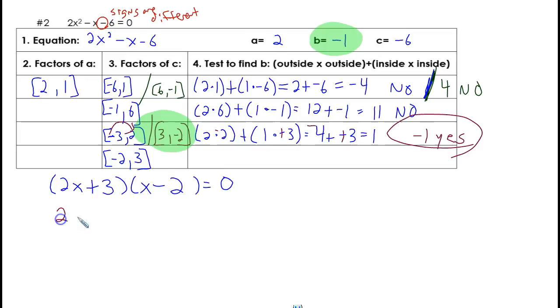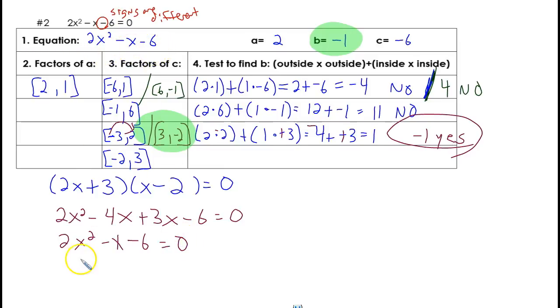And just to be thorough and check our answer, make sure we got it right, we're going to FOIL this out to get 2x squared minus 4x plus 3x minus 6 equals 0. We'll combine those like terms in the middle to get 2x squared minus x minus 6 equals 0. That is what I started with. It worked, so I know that my factors are correct. These factors, 2x plus 3 and x minus 2, are correct.